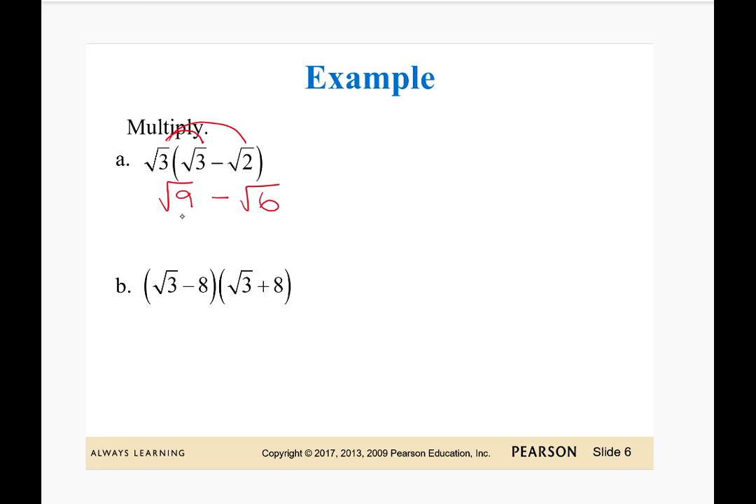Can we simplify? Square root of 9 is 3. And 6 we can't simplify, right? There's no perfect square factor. So there's my final answer, 3 minus root 6.